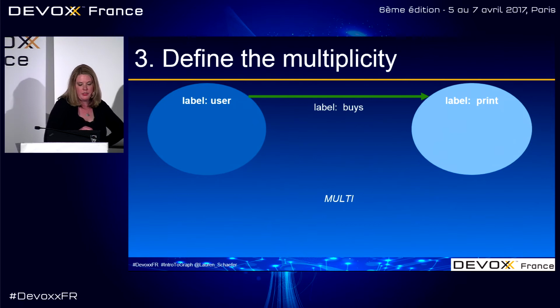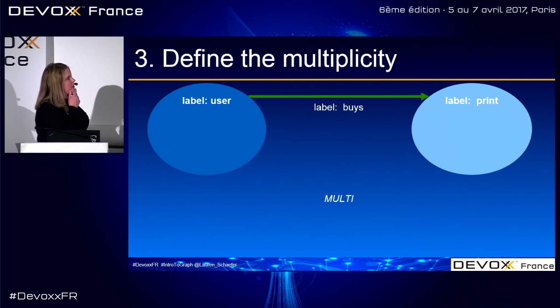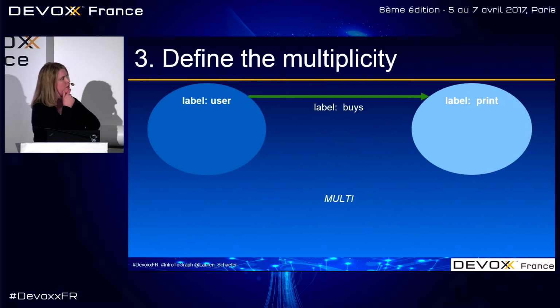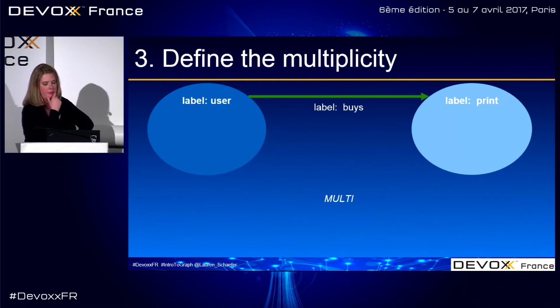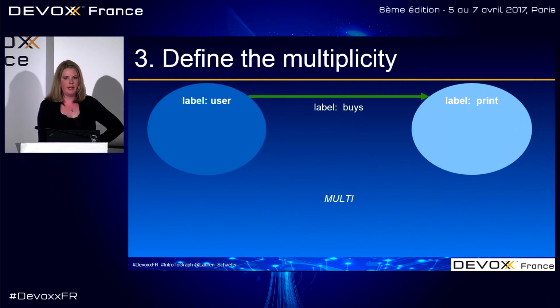Now I want to define my multiplicity. So how does my buys edge relate to my nodes? Well, I know that a user can buy multiple prints, and a print can be bought by multiple users. So I'm going to set my multiplicity to multi. There are other options I could have chosen, like simple, many to one, one to many, and one to one.